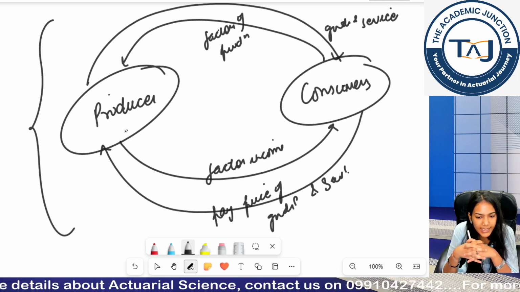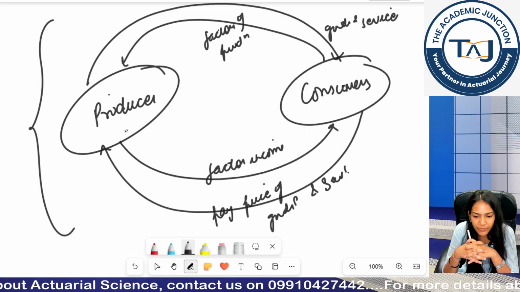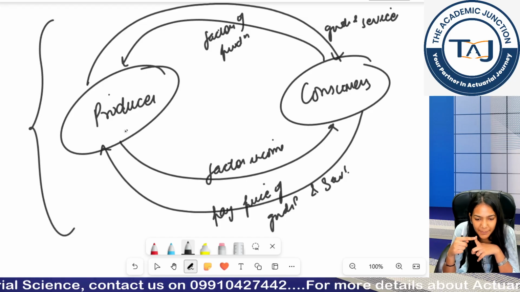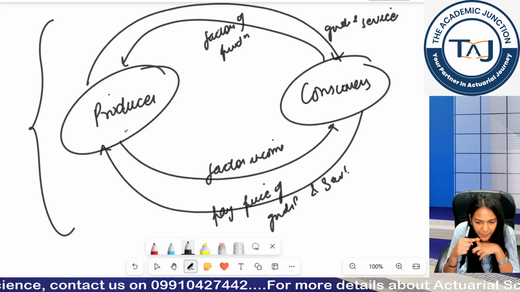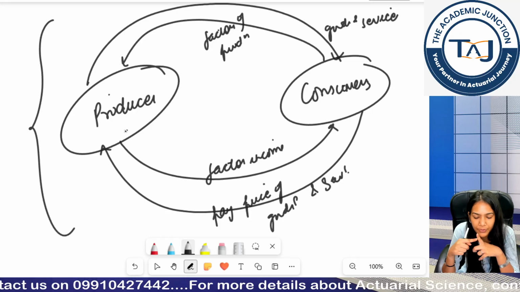Is this clear, guys? Give me a yes in the chat room. So we have discussed two important topics today. First one is PPC, a very important topic in microeconomics, and second one is this real flow or money flow of income.